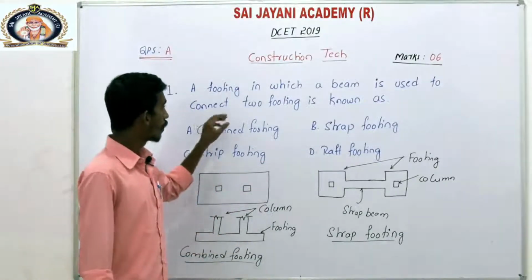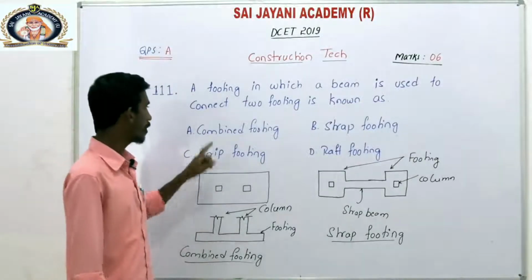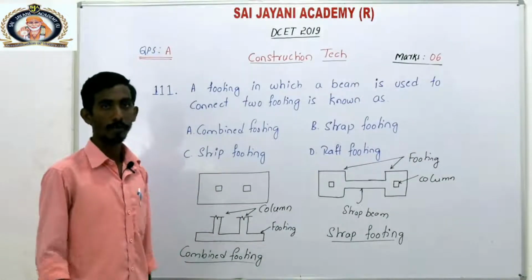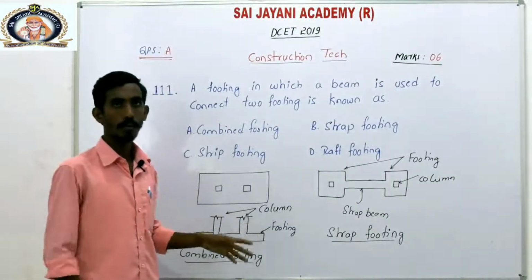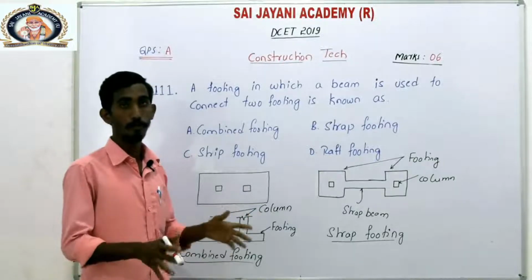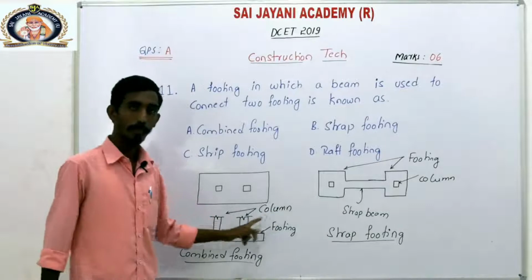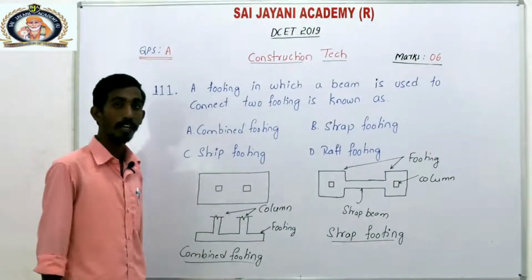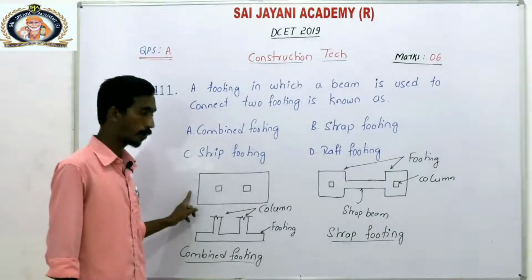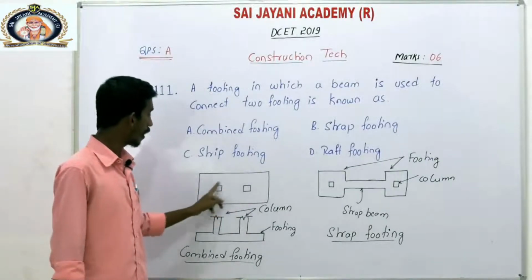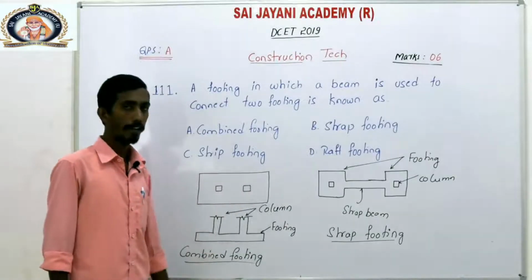Here we are going to identify the correct answer. Option A is combined footing. Combined footing means for two columns or more than two columns, we are going to provide a single footing. That type of footings are called a combined footing. Here we have a typical plan and section of the combined footing. So here the rectangle is a single footing. In this single footing we accommodate two columns. This type of footings are called combined footing.